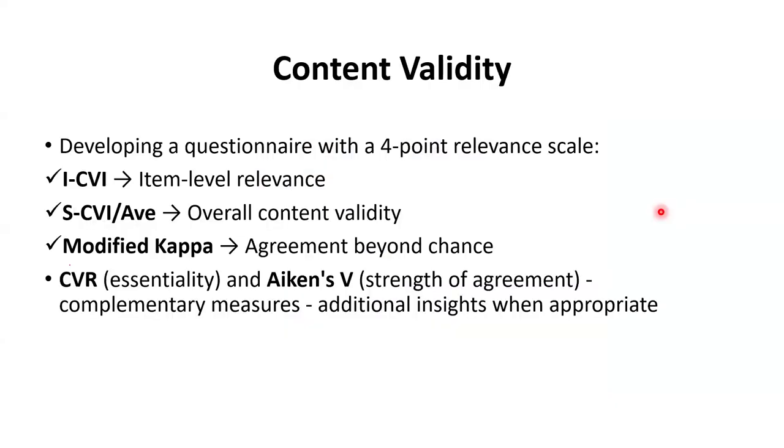So usually the ones which you should report are the ICVI, the SCVI average, and the modified kappa. These two, that is the content validity ratio and the ICVI, are optional when you are reporting the content validity.